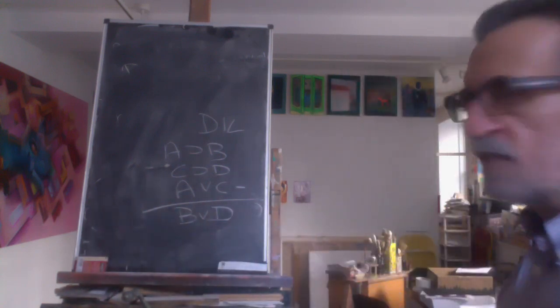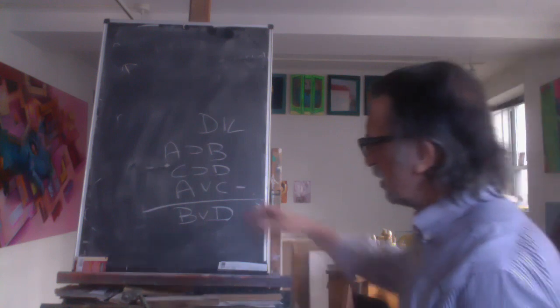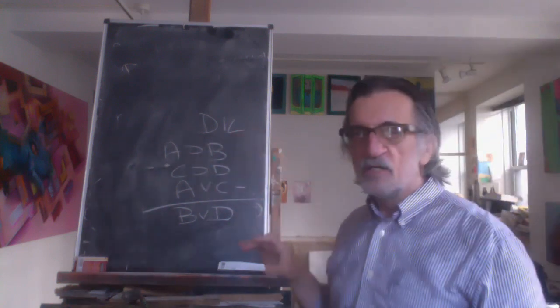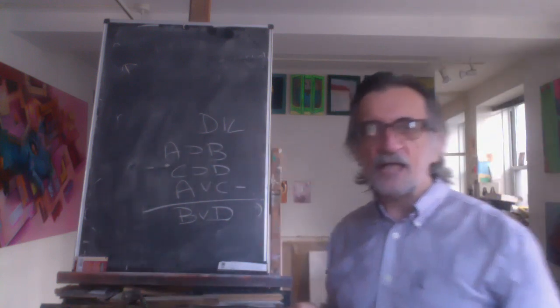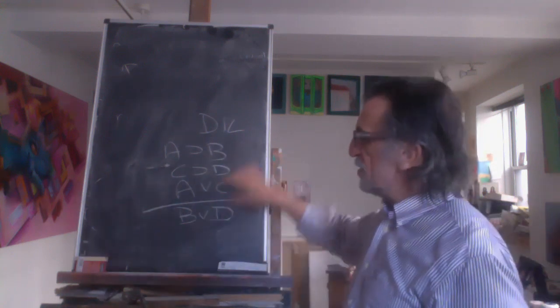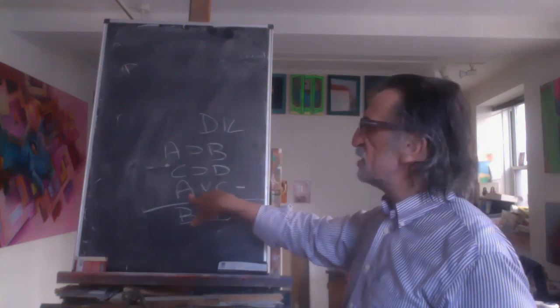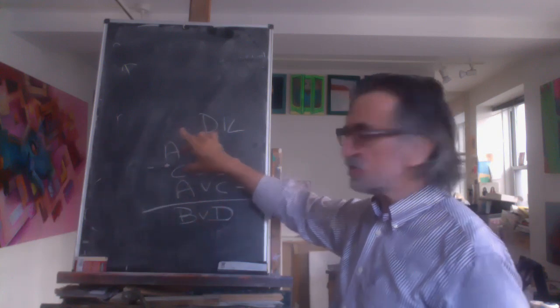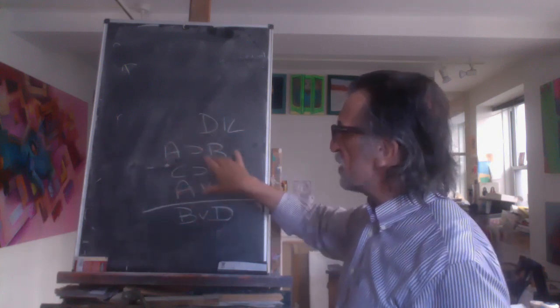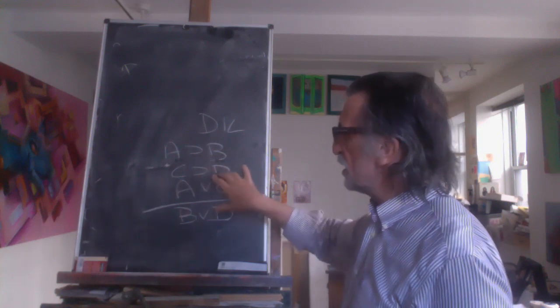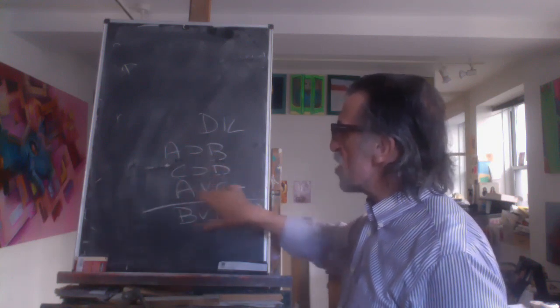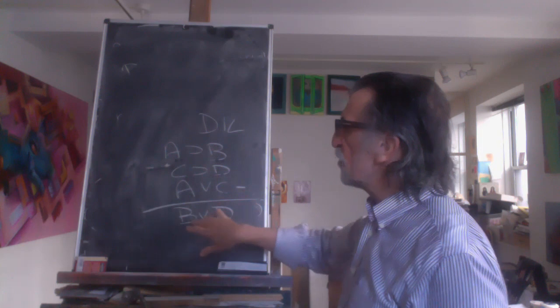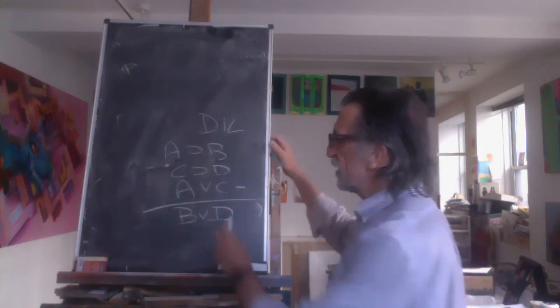This is the dilemma. You have to have two conditionals and a disjunction. And the disjunction is the disjunction of the antecedents of these two conditionals. If A, then B. If C, then D. Either A or C, therefore either B or D.